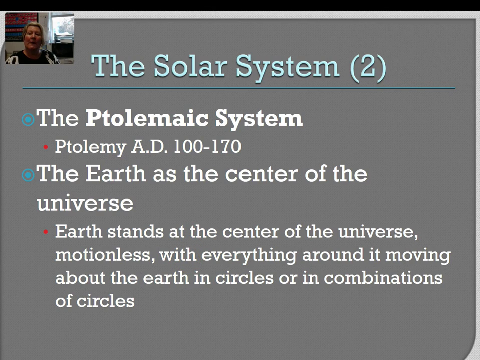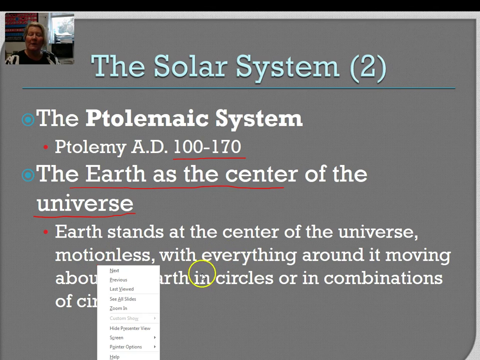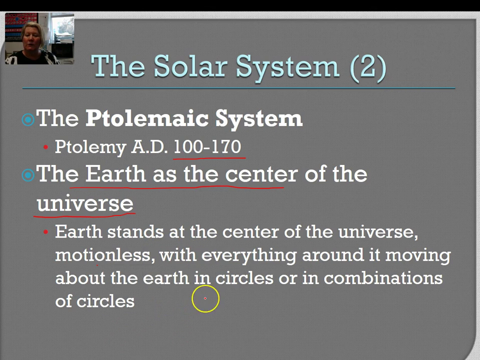Let's talk about some early ideas of what the solar system looked like. And we're going to start with Ptolemy and the Ptolemaic system. Ptolemy was around between 100 and 170 AD, and he had a geocentric view. That is, the Earth was the center of the universe, and it stood in the center of the universe motionless, with everything around it moving in little circles or combinations of circles.